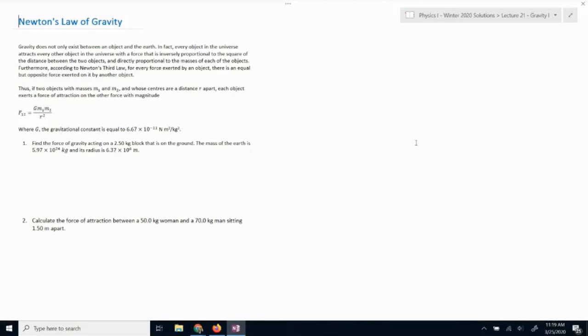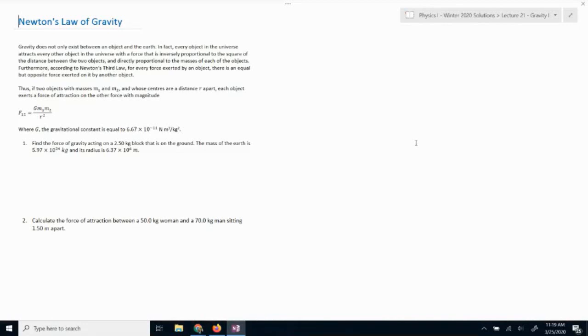But if we think of any two objects, there is a gravitational force that's pulling those two objects together as well. It's just going to be a lot smaller compared to the force that the Earth pulls on the object. So we don't really notice it, but there are forces that are pulling us and every object towards each other.